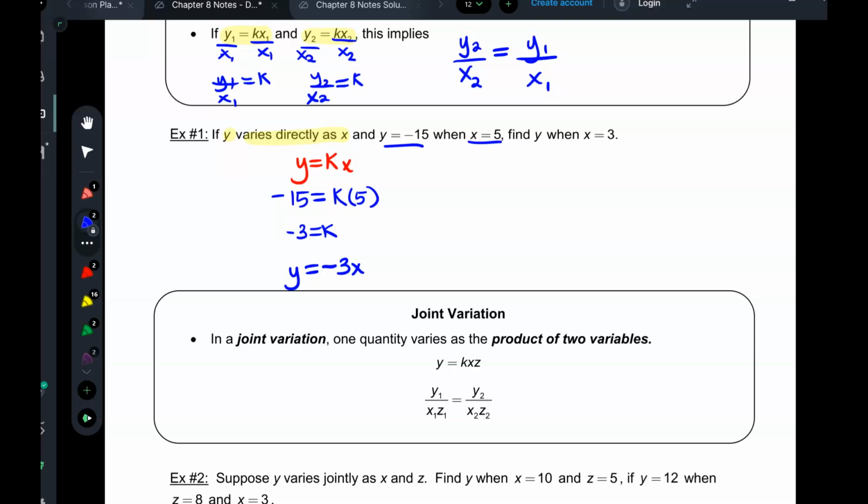Literally, what we're going to do is find k first. y equals k times x. So don't worry about the second part of the sentence. Just take this part. They're saying when x equals 5, y equals negative 15. So what is our constant of variation? What is the constant of variation?